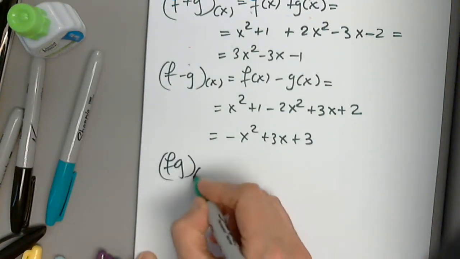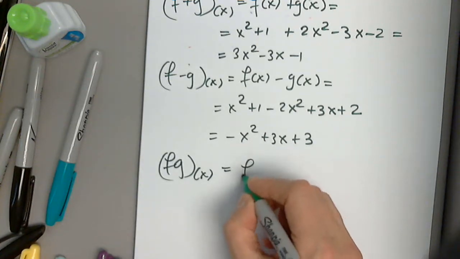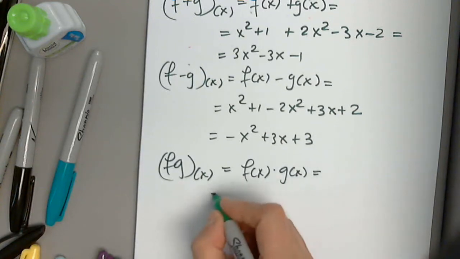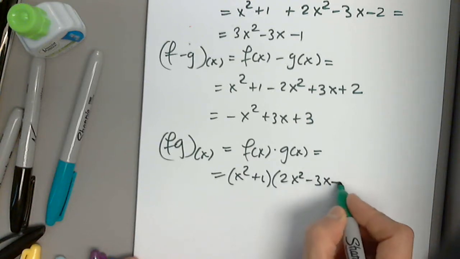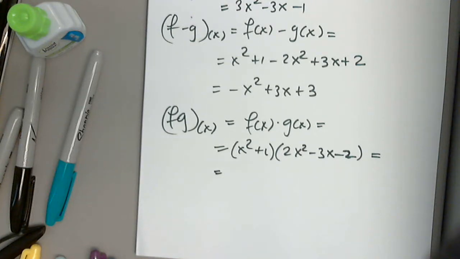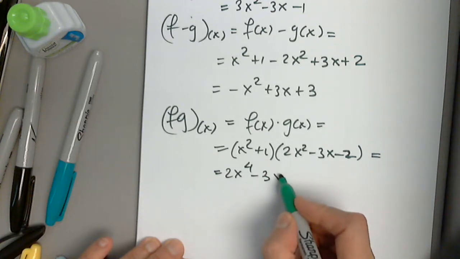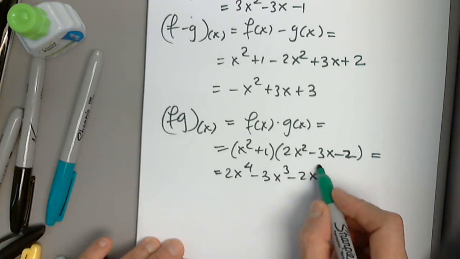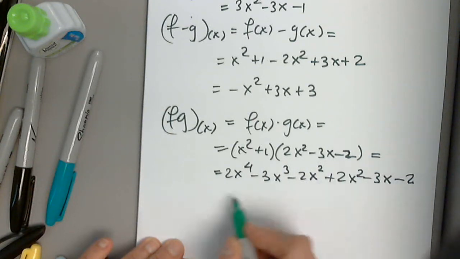Of course, fg, which by definition means f of x times g of x. All I have to do is write them side by side and distribute. It is not good enough simply to write them like that. I have to distribute, combine like terms, and present in descending order. So 2x to the 4th minus 3x to the 3rd minus 2x squared plus 2x squared minus 3x and minus 2.